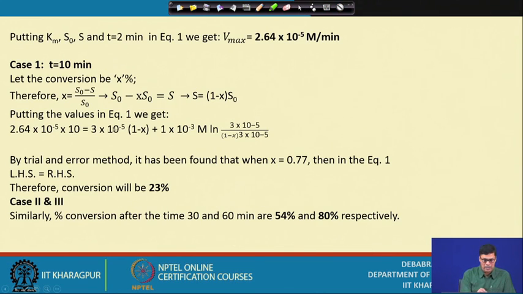Now we can put the values in this equation, and through the trial and error method we have to find out at what value of x the left hand side equals the right hand side. We find that after 10 minutes, 23% of the substrate is converted. Similarly, if we calculate after 30 and 60 minutes, we find 54 and 80% of the substrate will be converted. This is a very common enzymatic reaction, and with it we can analyze any enzymatic reaction and find out how much substrate will be converted at different times of reaction.